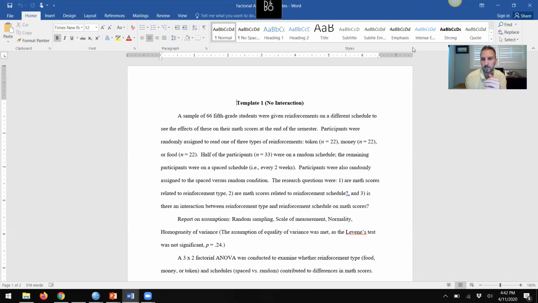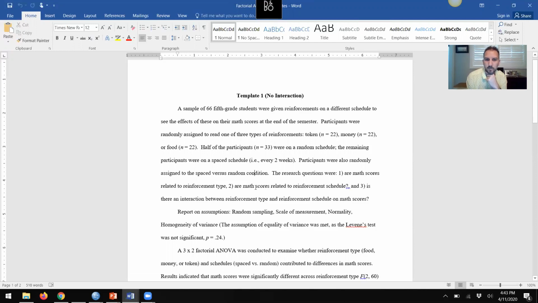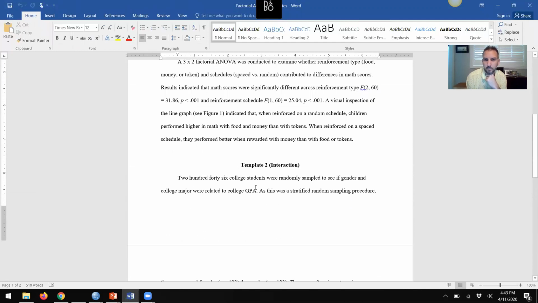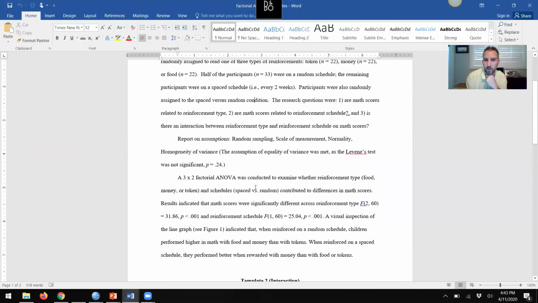Now I'm going to put them into a write-up in Word. Now this document that I have open right in front of you is a template, and this template is given to you. It's part of the homework assignment for the factorial ANOVA assignment, and so I encourage you to open this and actually use this as your framework. So what it shows is there's two templates. One is if there's no interaction, and one if there is an interaction. Okay, so it's going to walk them through it.